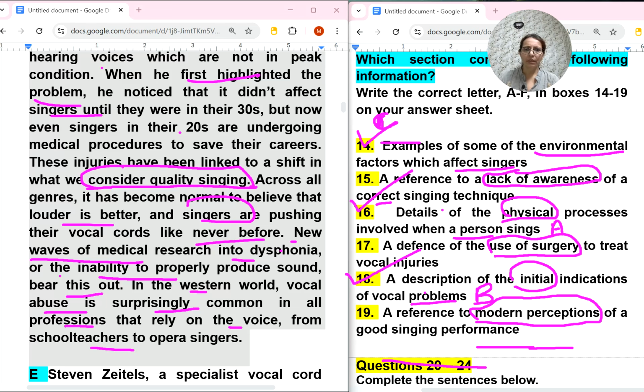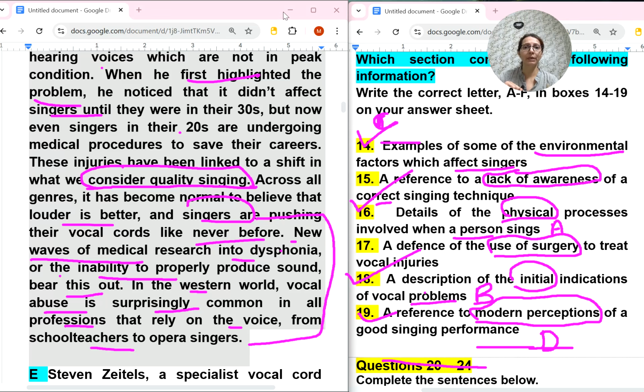15th, lack of awareness, is also not there. Use of, so it means the 19th option is left. Okay, so D we can select for this one, because everything is matching. Good singing performance, modern perception is also there. See these last lines.